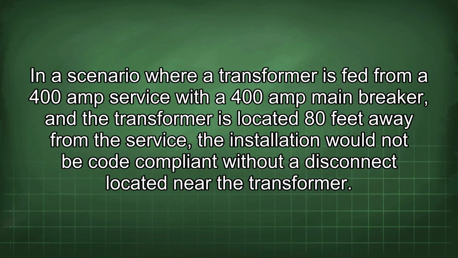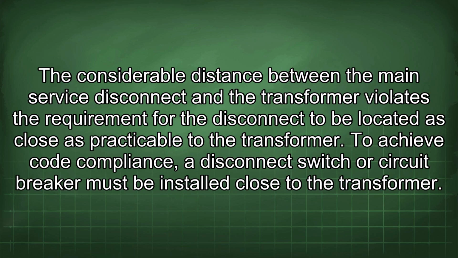In a scenario where a transformer is fed from a 400 amp service with a 400 amp main breaker, and the transformer is located 80 feet away from the service, the installation would not be code compliant without a disconnect located near the transformer. The considerable distance between the main service disconnect and the transformer violates the requirement for the disconnect to be located as close as practicable to the transformer.